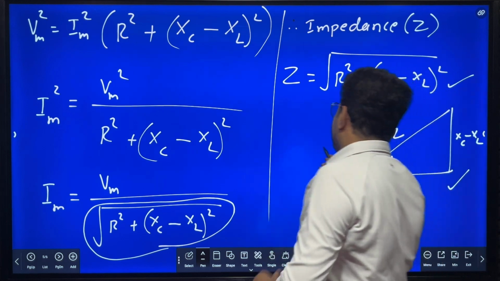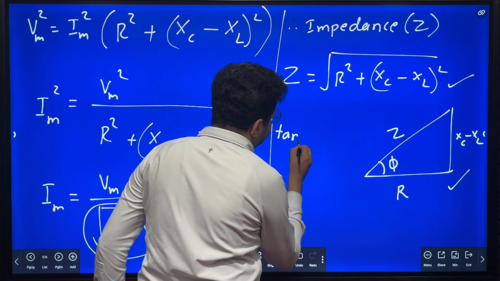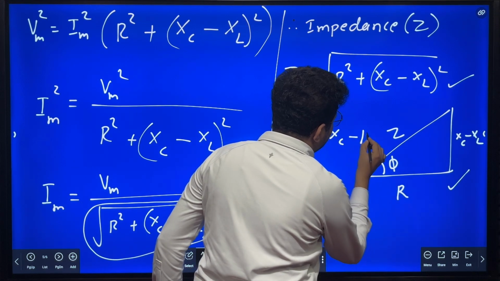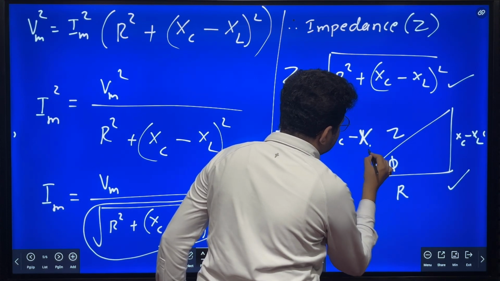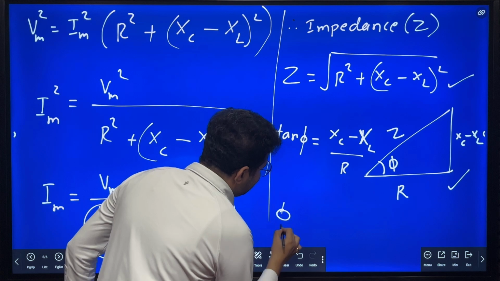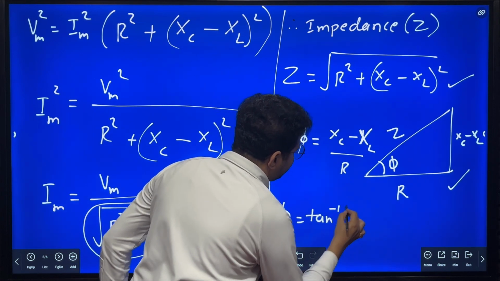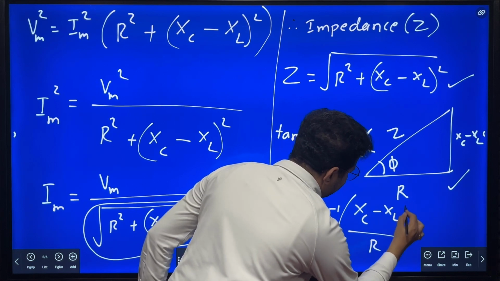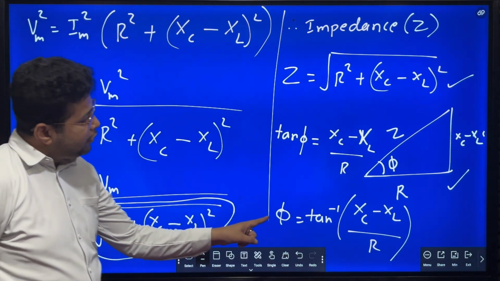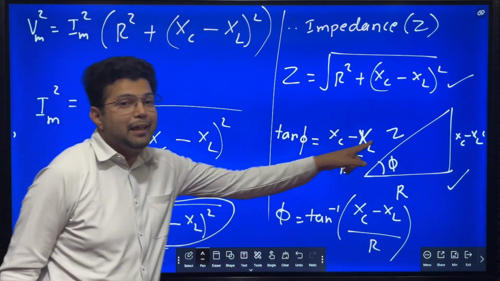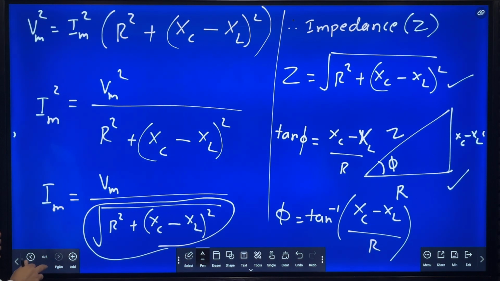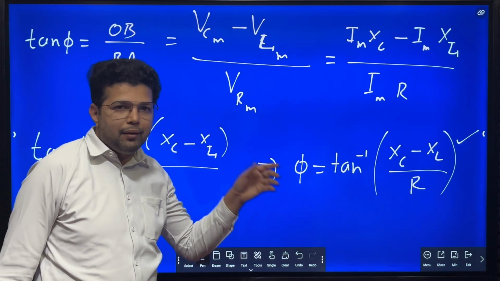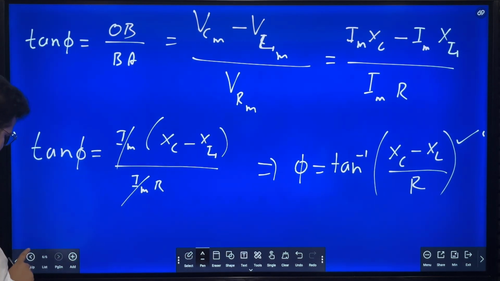If you look at this diagram and if you define tan phi, what is tan phi? Tan phi is equal to (XC minus XL) divided by R, or phi is equal to tan inverse of (XC minus XL) divided by R. So what we have done is written an equation for phi using the impedance diagram. Using the impedance diagram also you can write it, or using the original diagram also you can derive the equation for phi. So now the derivation is over.